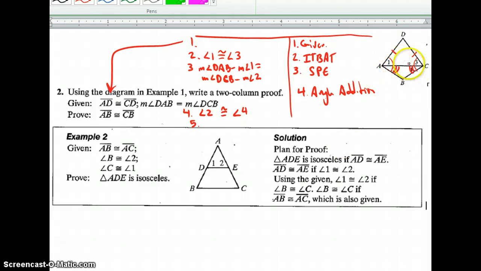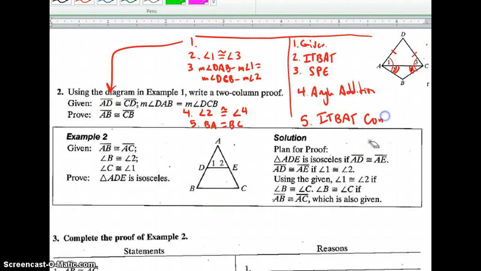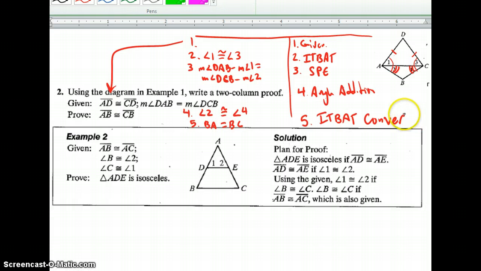Now if 2 is congruent to 4, then I have a little isosceles triangle down there, ABC. Namely, AB is congruent to CB. And that's what I was trying to prove. That is the reverse of this, because if two angles are congruent, then the sides are congruent. I'd call that the ITBAT converse. Somebody else might call that ITT sides. Whoa, that was scary. Okay, great.